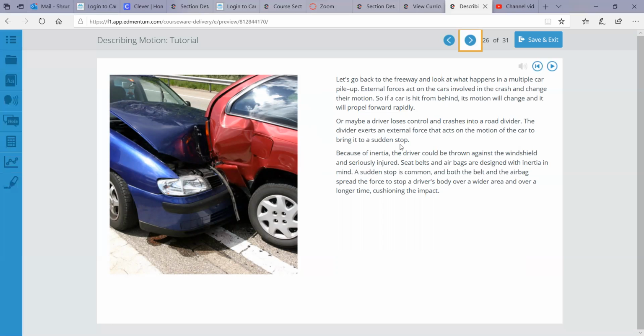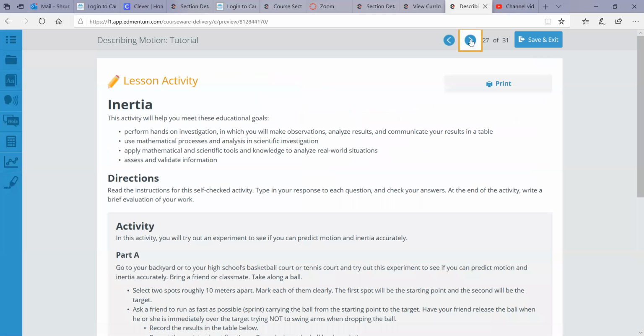So, seatbelts and airbags are designed with inertia in mind. So, if there's a sudden stop, both the seatbelt and the airbag can spread the force to stop the driver's body over a wide area and over a longer time. And this cushions the impact. So this is all designed with inertia in mind.